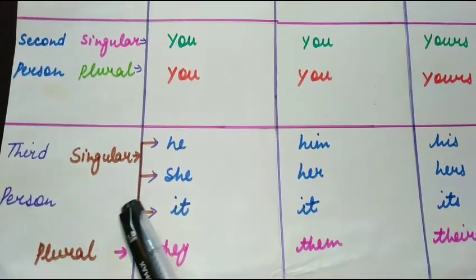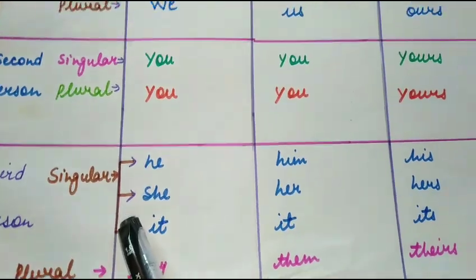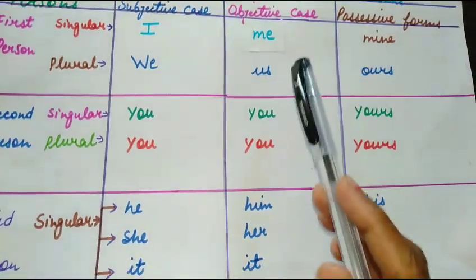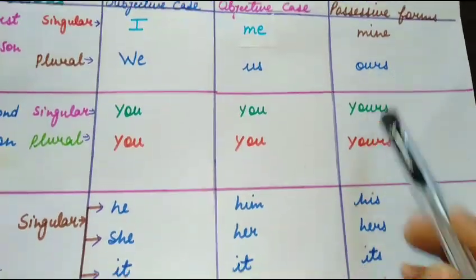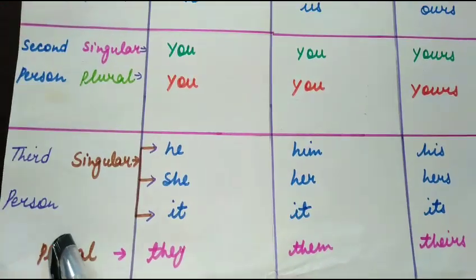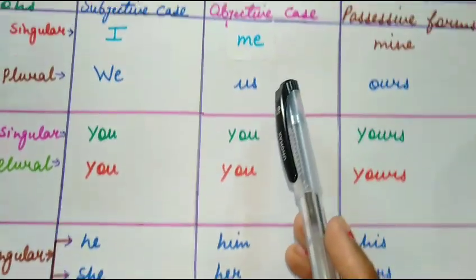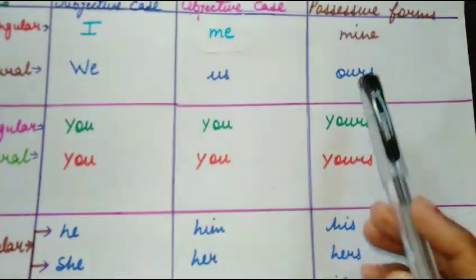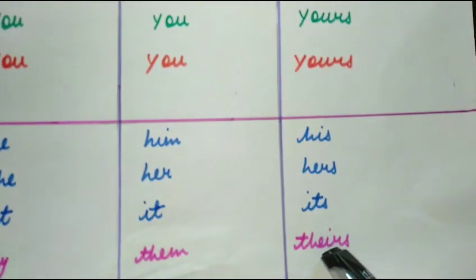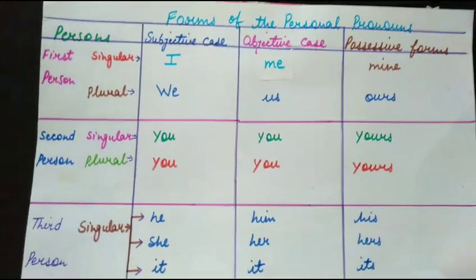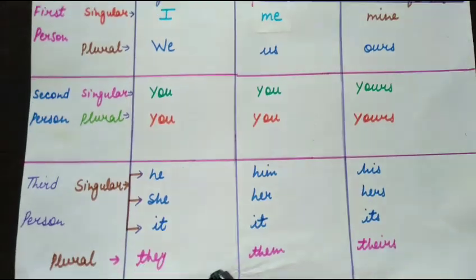Now it will also be singular, subjective case it, objective case it, and possessive form its. Now the third person plural, subjective case they, objective case them, and possessive form theirs. So this is a table related to personal pronouns.